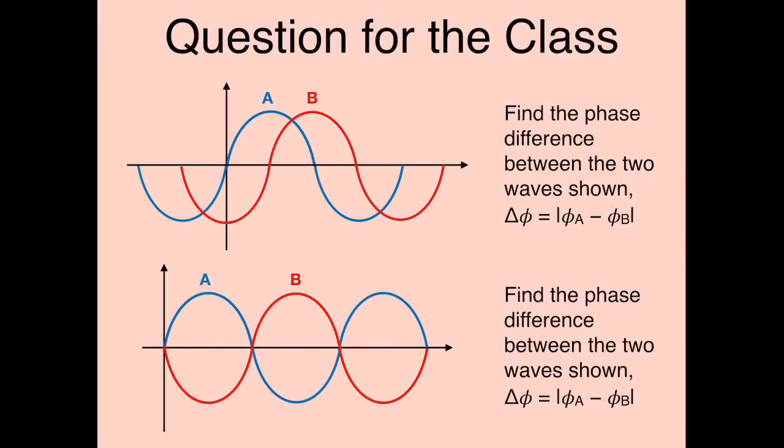Okay, so I've got a couple questions here for you guys to work out dealing with phase difference between two waves. So in each of these two graphs, I just want you to figure out what is the phase difference between waves A and B. So we have wave A shown in blue, wave B shown in red. What's the phase difference in this first picture? And then what's the phase difference in this second picture? Okay, so pause the video, think about it for a second, try to work it out, and then we'll go through it together.